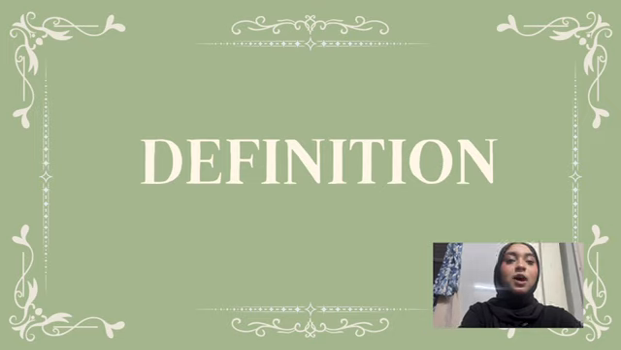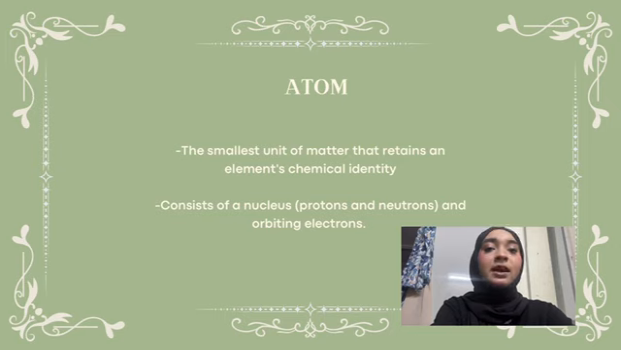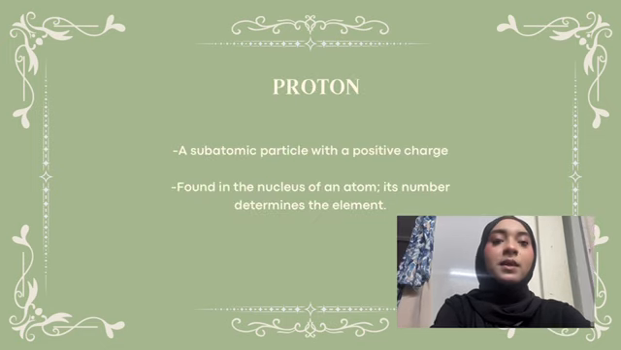Okay, let's get into our first subtopic for chapter 1, which is definition. The definitions that I would like to explain are terms that are regularly used in chemistry. The first one is atom. Atom is the smallest unit of matter that retains an element's chemical identity, consisting of a nucleus, protons and neutrons, and orbiting electrons. Number 2 is proton, a subatomic particle with a positive charge found in the nucleus of an atom. Its number determines the element.